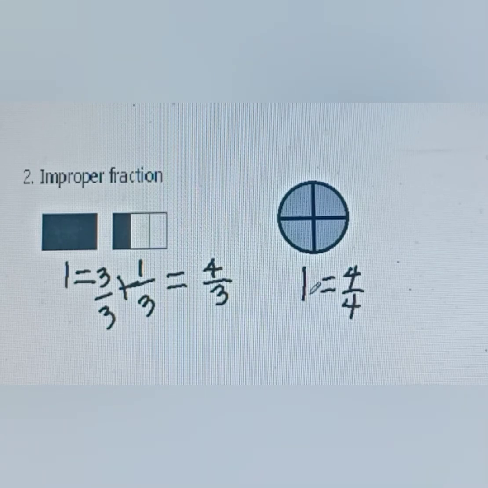So again, to know if the fraction is improper, it should be more than 1 whole or 1 whole. The easiest way to know is you just compare the numerator and denominator. If the numerator is bigger than the denominator or they are the same, that fraction is an improper fraction.